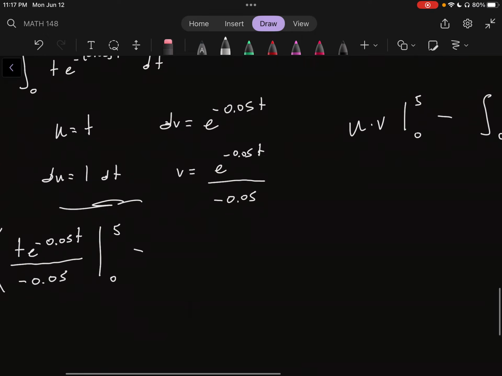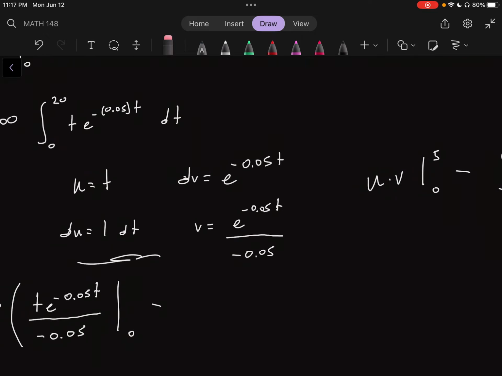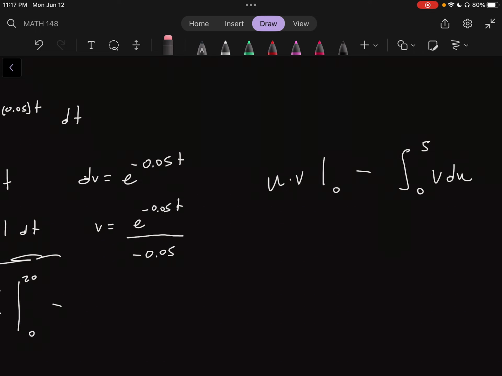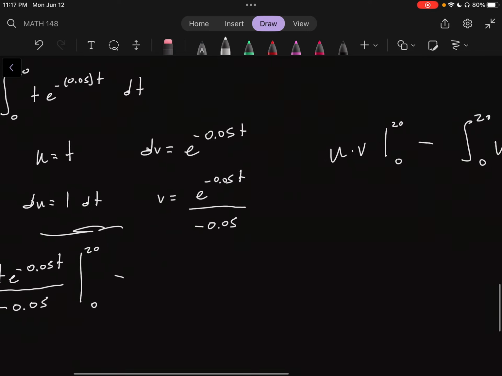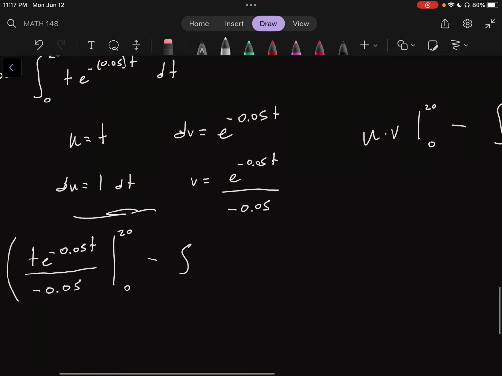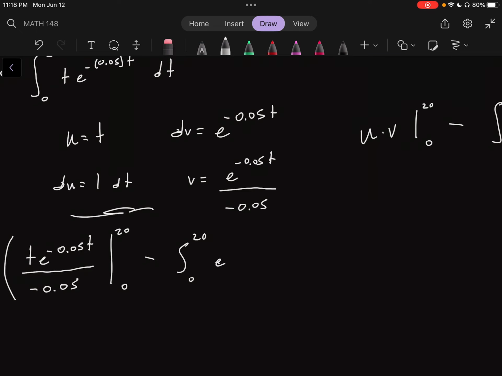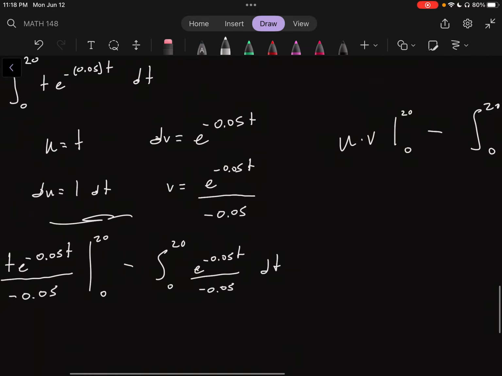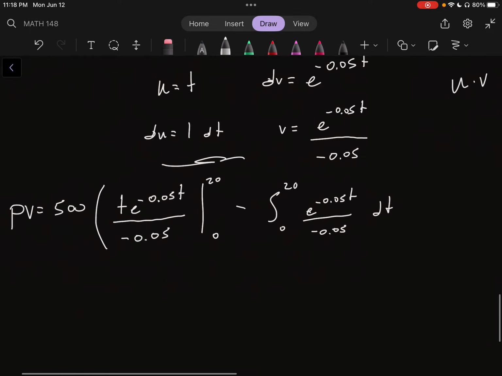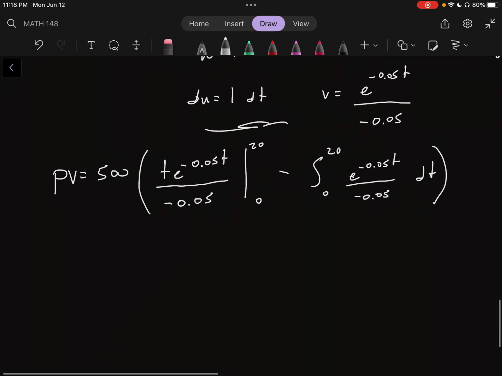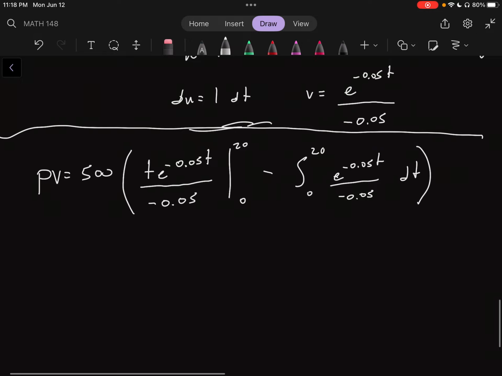and then subtract the integral of v du. Oh, I'm sorry, I don't know why I wrote 5. This is actually 20. So the limits are 0 to 20. Minus the integral from 0 to 20 of e to the negative 0.05t over negative 0.05 dt, as du is just 1 dt. Okay, so now we have this.